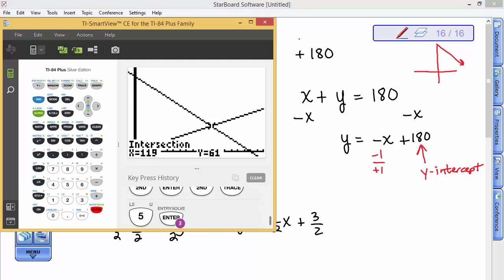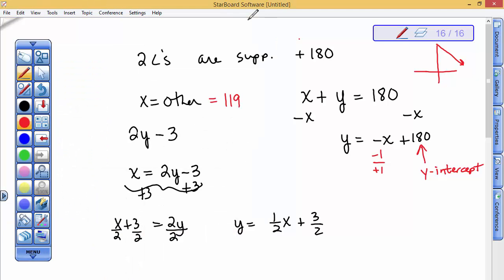And then let's just check. Let's see if 2 times 61 minus 3 would give me the 119. 2 times 61 is 122, and you subtract 3 and you do get 119. And then do these angles add up to 180 degrees?